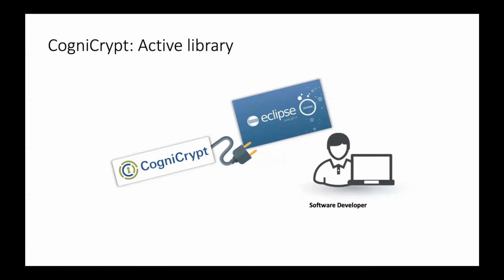And then that's it. As a software developer who's using Eclipse, you don't have to worry about any of the details of what's going on behind the scenes, where the usage patterns are coming from, or what CogniCrypt is doing. You just continue writing your code, and you get all of the features of CogniCrypt directly in your IDE. So this is currently the primary way of using CogniCrypt.